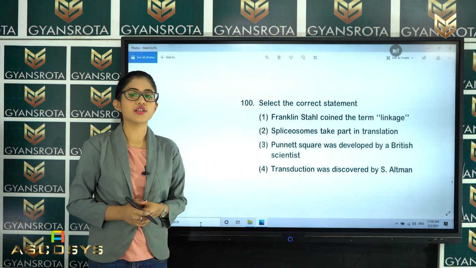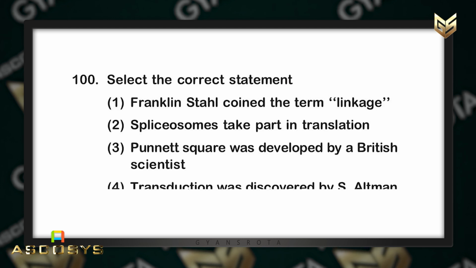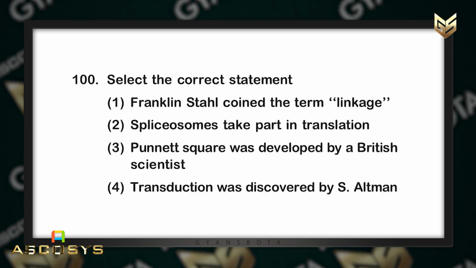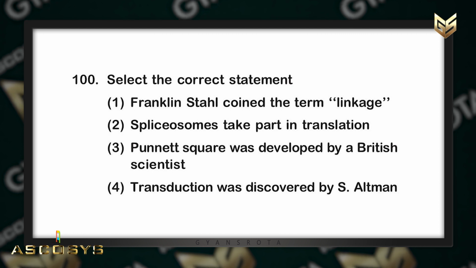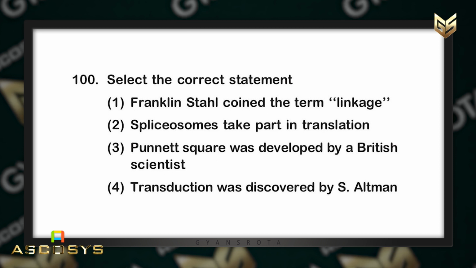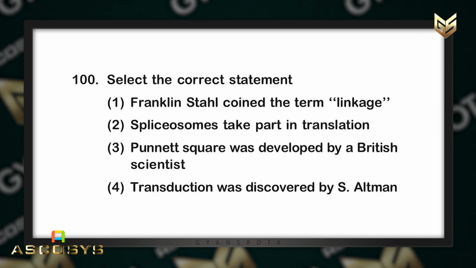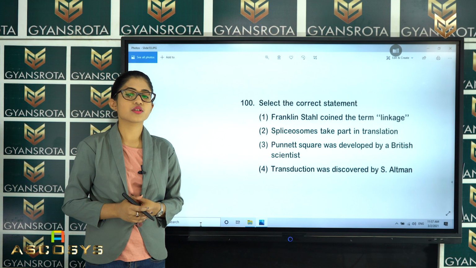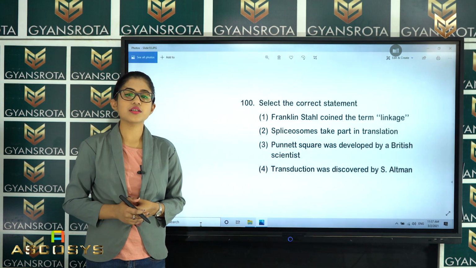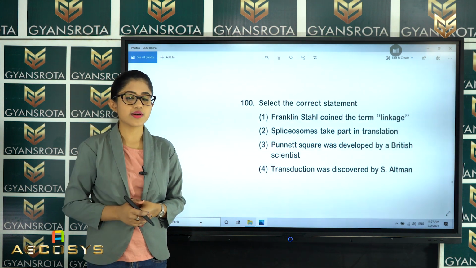In the next question you have to select the correct statement. So the first option is Franklin Stahl coined the term linkage. Spliceosome takes part in translation. Punnett square was developed by a British scientist. Option number 4 is transduction was discovered by S. Altman. So this is from the chapter Molecular Basis of Inheritance, right?